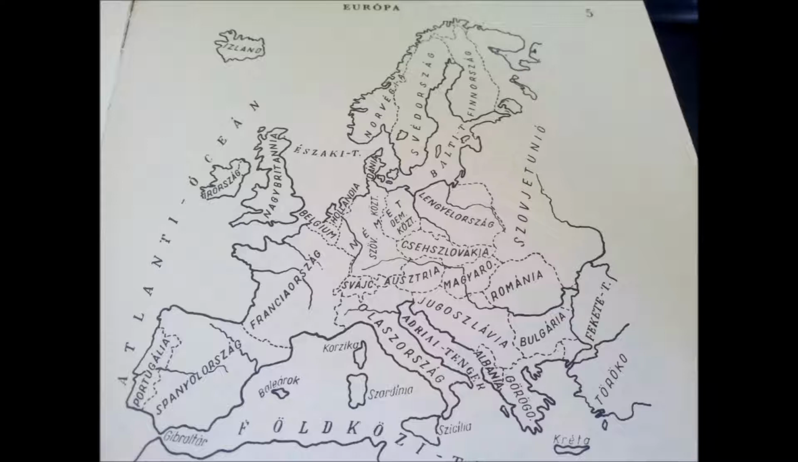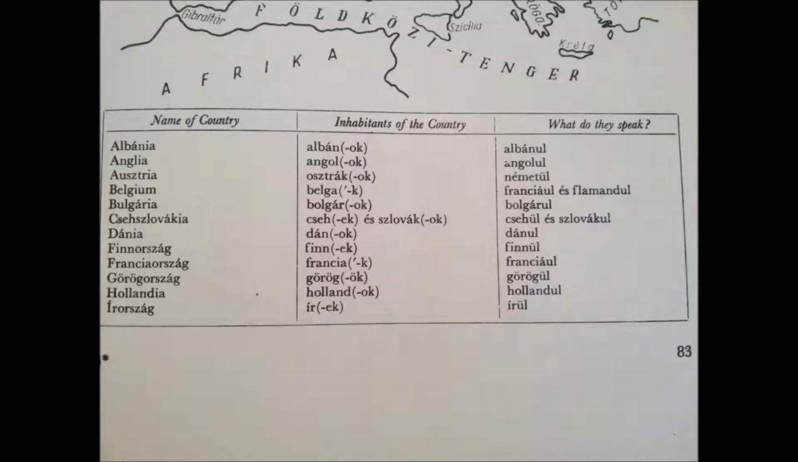On page 83, we see a map of Europe. This book was published in 1965, so some of the countries on the map no longer exist. For instance, the Soviet Union and Yugoslavia. On the bottom of the page, we see a list of words with the name of the countries and what you call the inhabitants of the countries and what languages they speak. In Bulgaria, they speak Bulgarian, bulgárul.